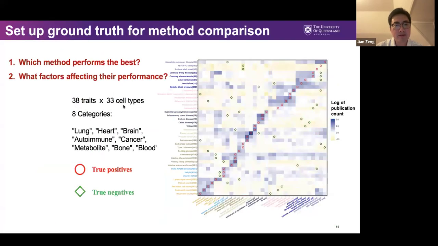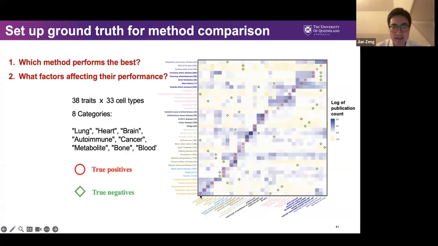So first, we want to compare these methods. And of course, it's very hard to do in the real data because we don't know which cell types are truly causal to the trait. So we first set up these ground truths for the method comparison. We selected 38 complex traits and diseases with high GWAS power, and also looked at 33 cell types across different organs in the whole human body.